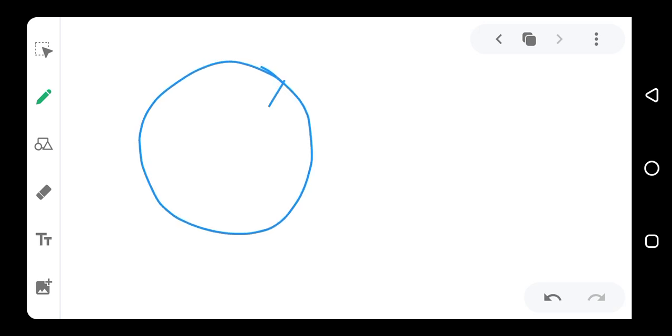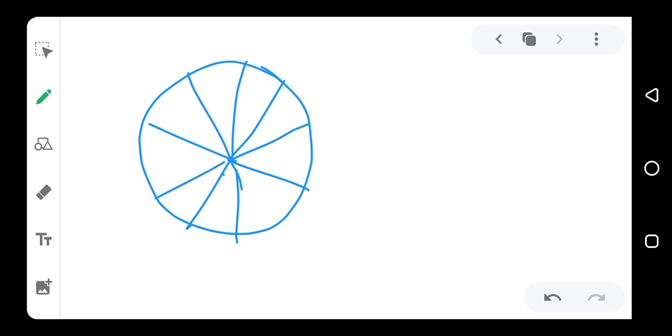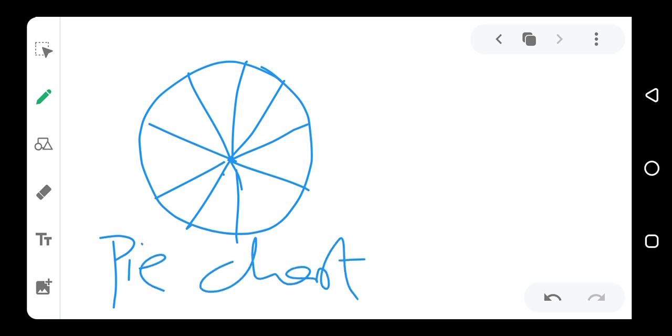a pie chart looks like a circle, or an orange with pieces of the orange inside it. Each of the pieces is called a pie. So this is a pie chart. Now in drawing a pie chart, each piece will represent an angle that is equal to the frequency it has in the frequency table.